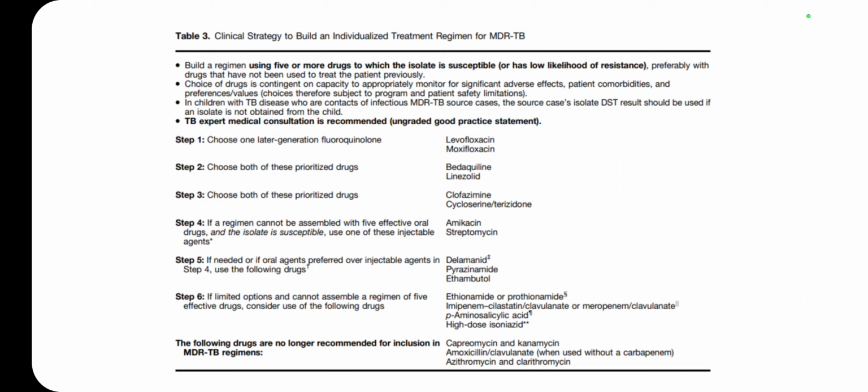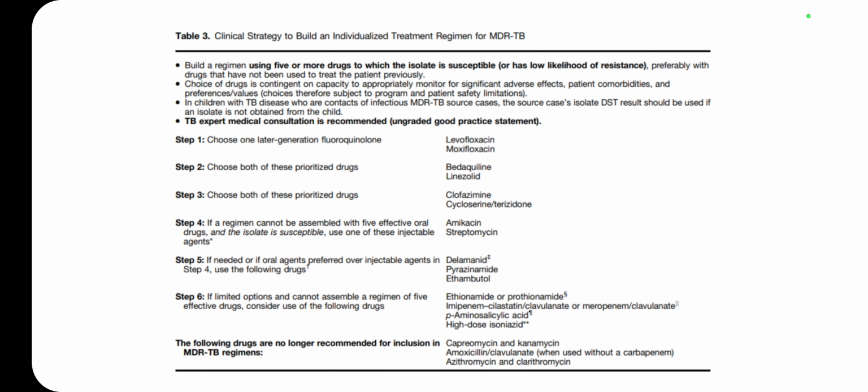Choice of drugs is contingent on capacity to appropriately monitor for significant adverse effects, patient comorbidities, and preferences or values. Choices are therefore subject to program and patient safety limitations. In children with TB disease who are contacts of infectious multi-drug resistant TB source cases, the source case isolate results should be used if an isolate is not obtained from the child.